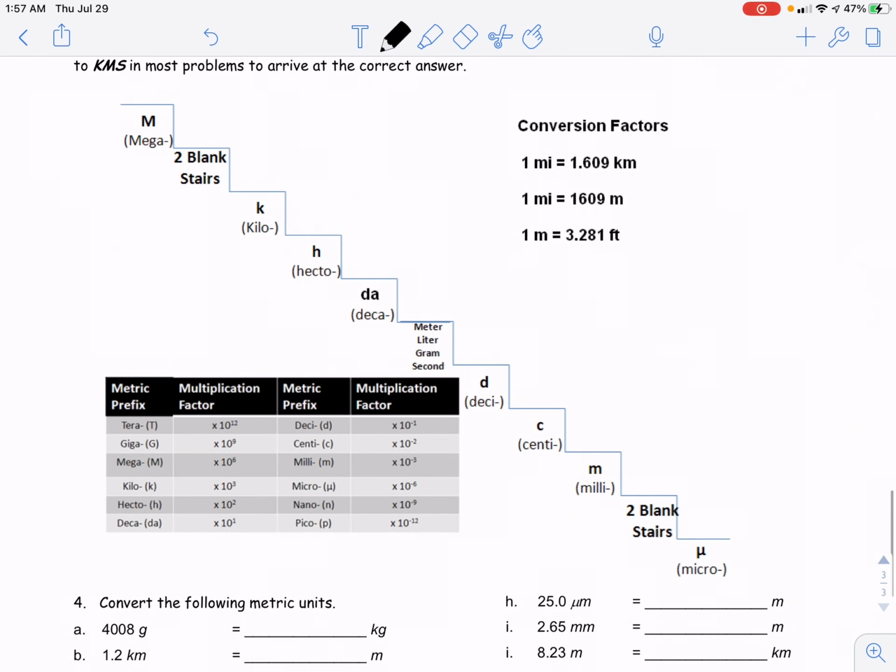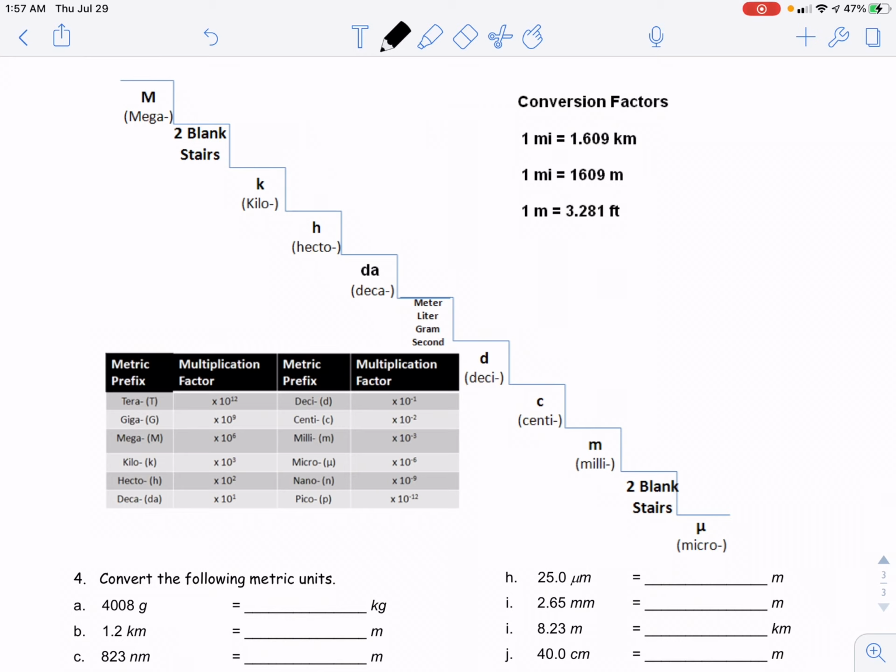In front of you, I've put together something called the metric staircase. Here's how it works. Metric system conversions are based on factors of 10. When you multiply by 10, you simply move the decimal place to the right. When you divide by 10, you move the decimal place to the left. And that's essentially what we're doing when we change from one metric unit to another. We either multiply or divide by 10.